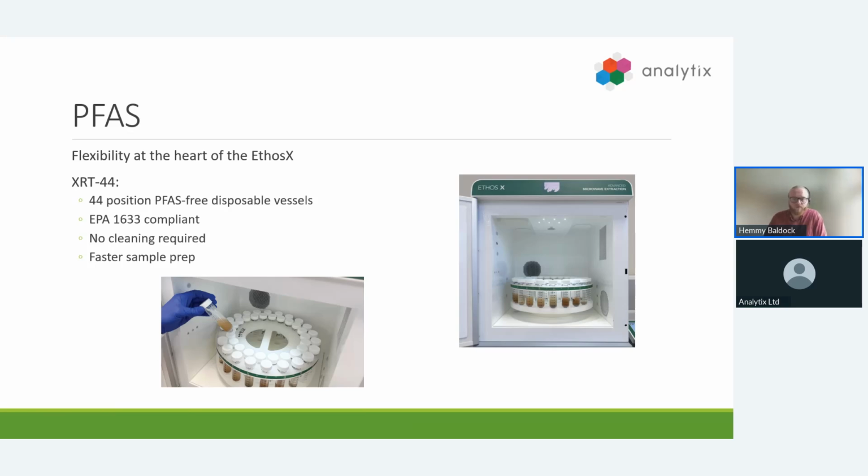The XTR44 extraction rotor can accommodate up to 44 samples per batch, with simple workflows using commercially available polypropylene centrifuge tubes in various volumes as the extraction vessels themselves. By keeping the samples in the same tube throughout the process, any potential contamination is minimized. Additionally, the dedicated microwave configuration meets requirements for EPA method 1633, all while providing a 70% reduction in sample extraction time.